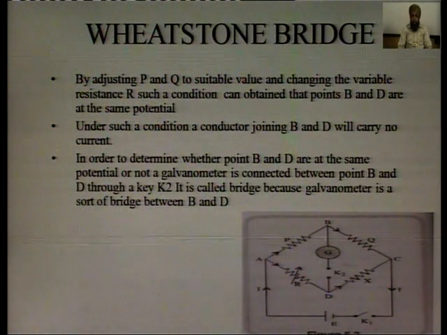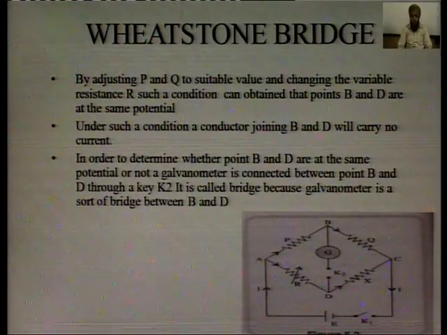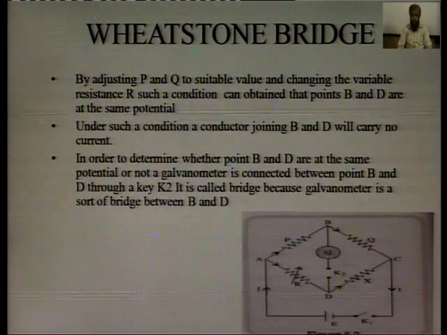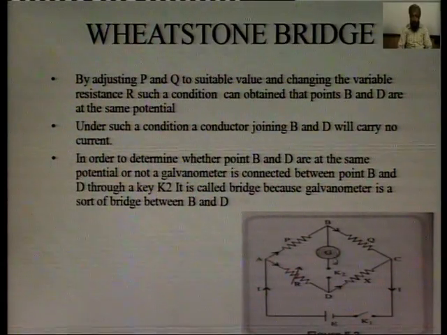In order to determine whether point B and D are at the same potential or not, a galvanometer is connected between point B and D through a key K2. It is called a bridge because the galvanometer is sort of a bridge between B and D. The key K2 is connected in series with the galvanometer.